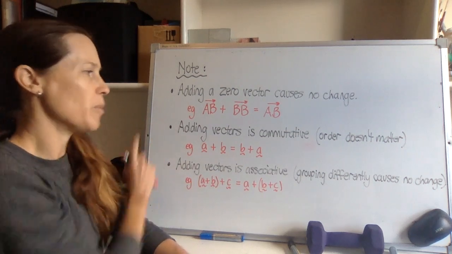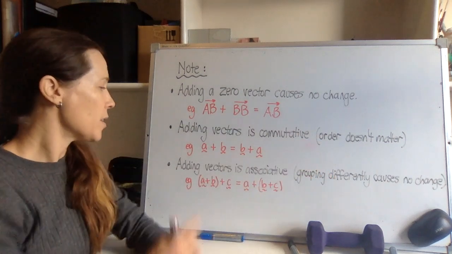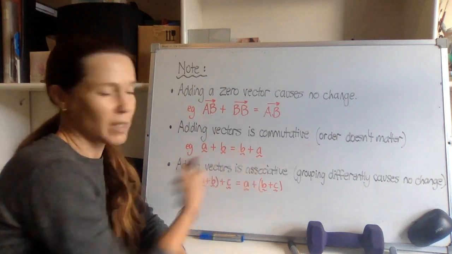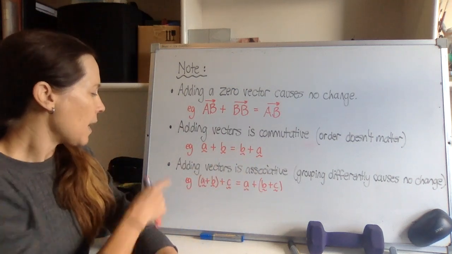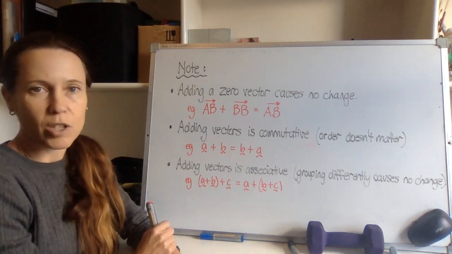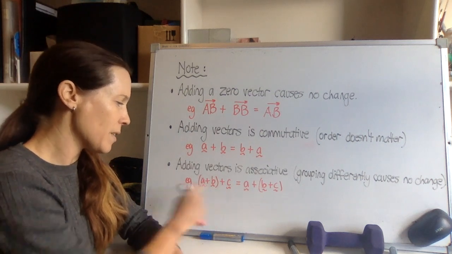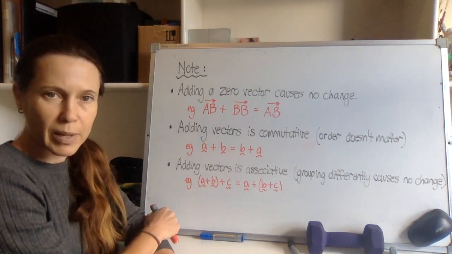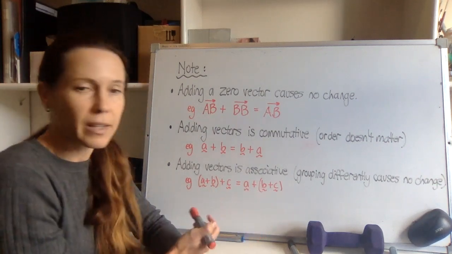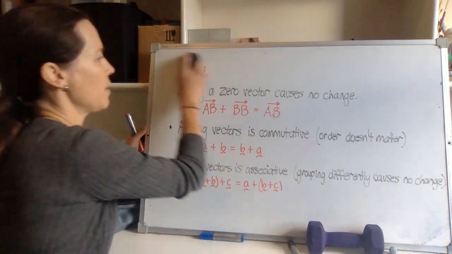Adding vectors is commutative. Now, if you don't remember what that word means, that's okay. It just means that order doesn't matter. So we just saw that A plus B as vectors is equal to vector B plus vector A. That's quite straightforward. And adding vectors is also associative, which means that grouping them differently doesn't cause a change in the result. So an example here, if we're adding three vectors, vector A, B, and C, then whether we group A and B and then add C, or we do A plus the grouping of B and C, we get the same thing.